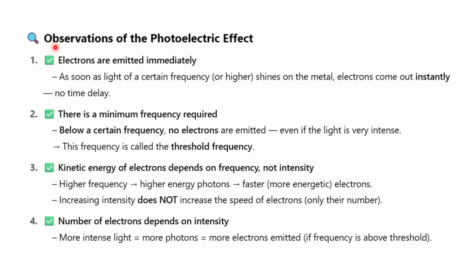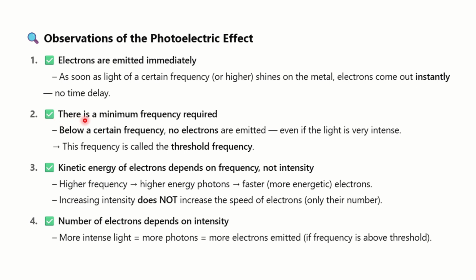Let's summarize our observations in the photoelectric effect. Our first observation is that electrons are emitted immediately. As soon as light of a certain frequency or higher shines on the metal, electrons come out instantaneously. That is, there is no delay.